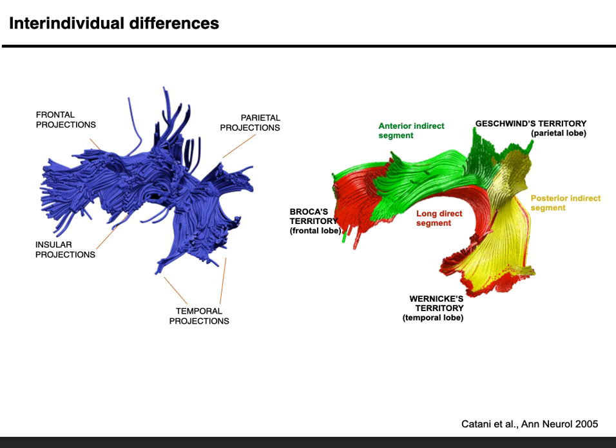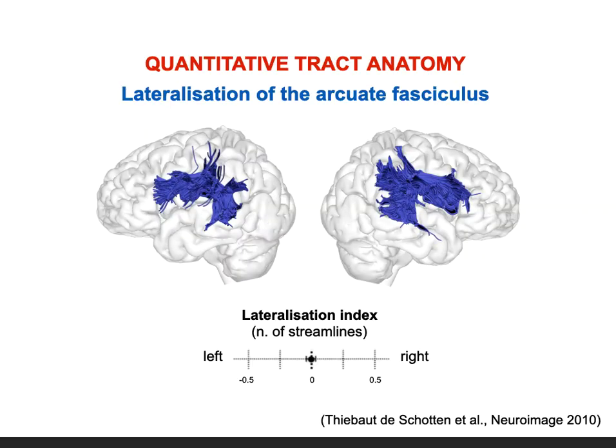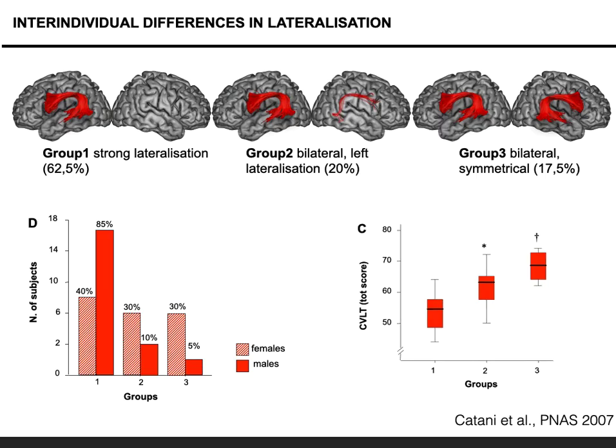Then in green you can see the anterior indirect segment that is connecting Broca's territory to Geschwind's territory in the inferior parietal lobe. And then finally the posterior indirect segment in yellow that is connecting the inferior parietal lobe to Wernicke's area. Now if you look at the arcuate as a whole, there is no significant lateralization between the left and the right hemisphere. However, when you split the tract into its three segments, you can now appreciate that there is inter-individual differences in the healthy population.